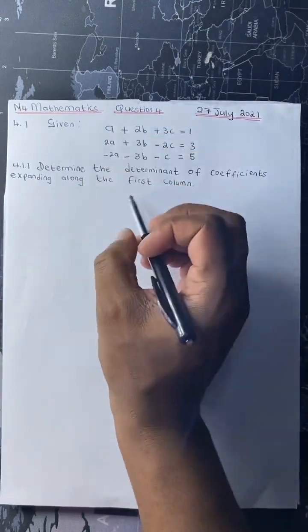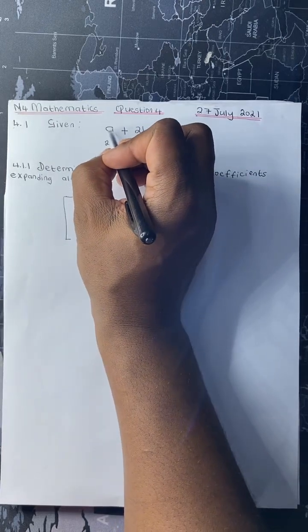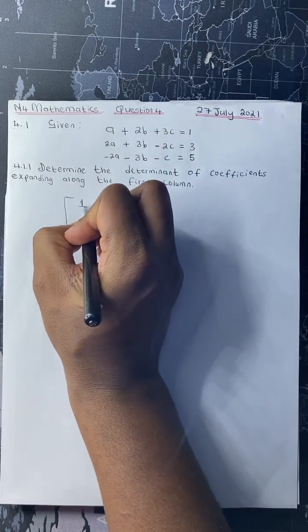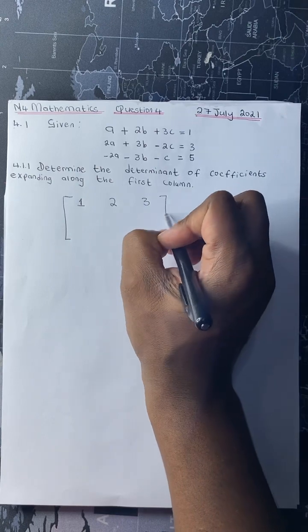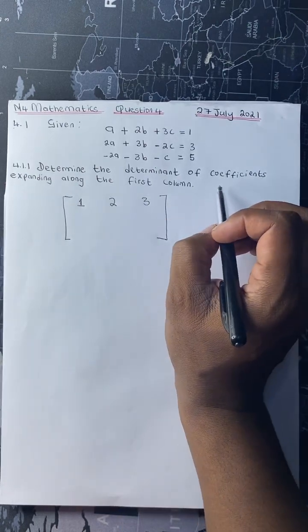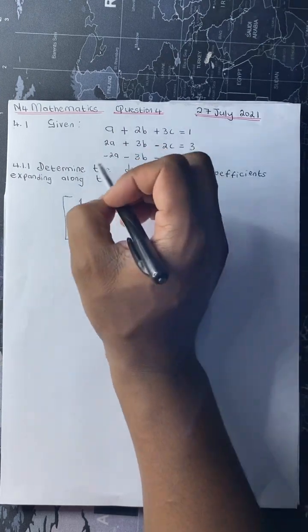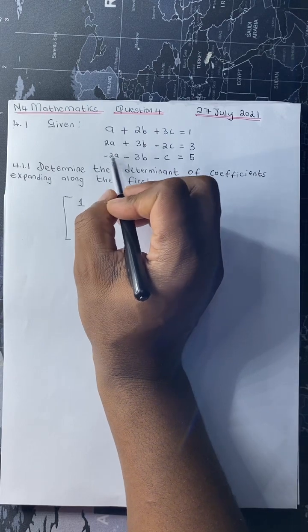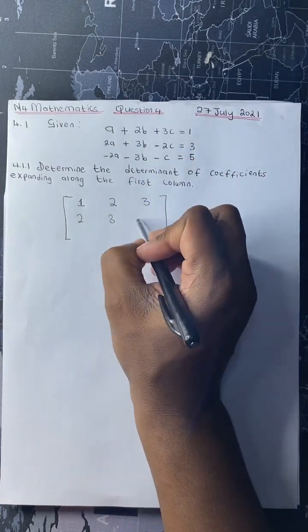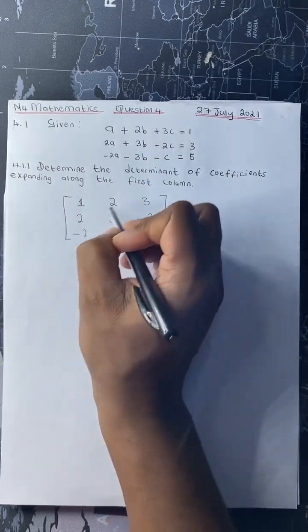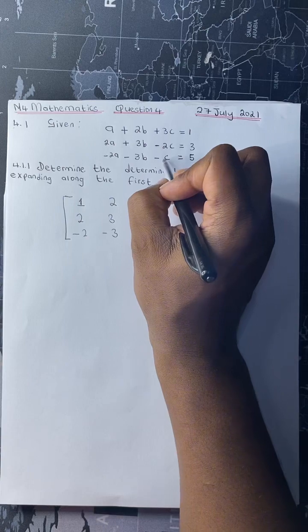So let's rewrite this without the variables. There is 1 multiplied by a there, so we write 1, and the 2, the 3. Since we are determining the determinant of coefficient, there is no need for us to include that 1, 3 and 5. We only have to include the coefficients of the variables. So we have 2, 3 and negative 2. We have negative 2, negative 3 and negative 1, which is multiplied by this c.